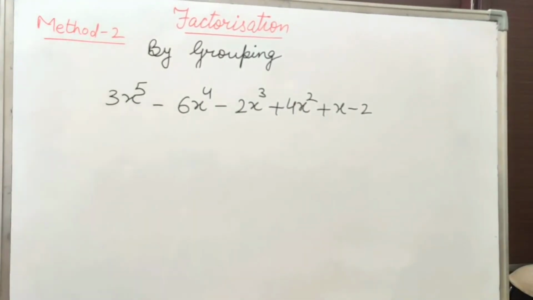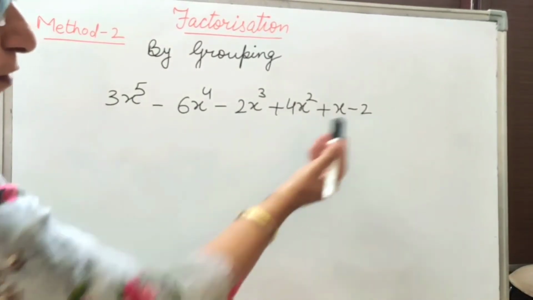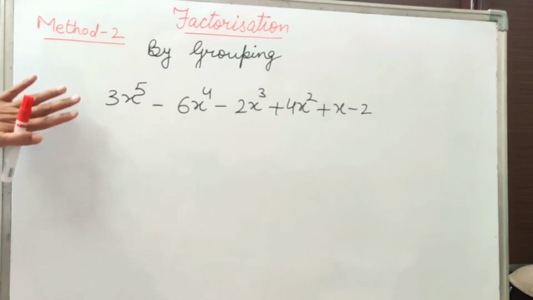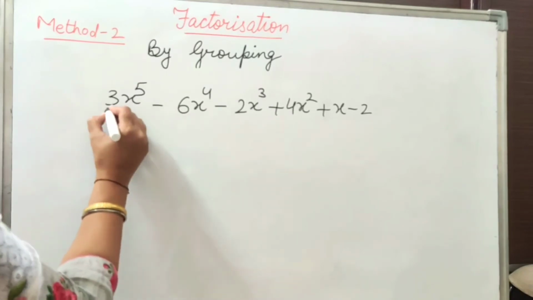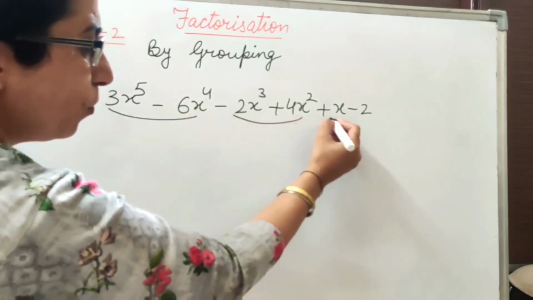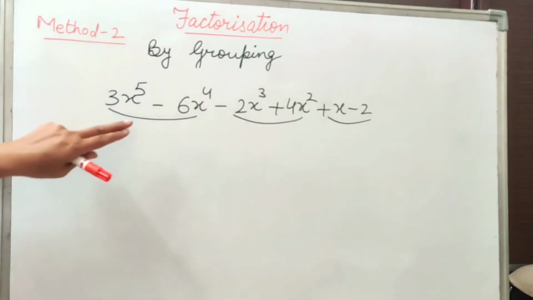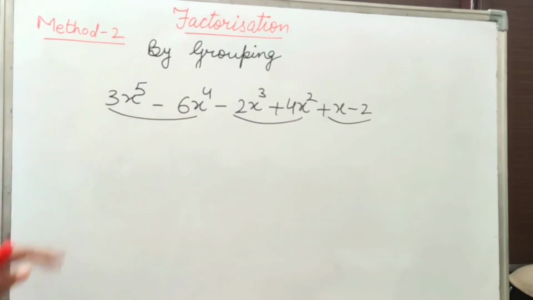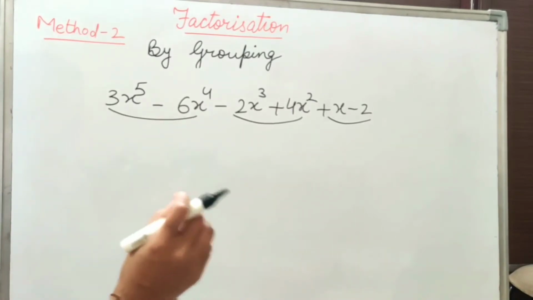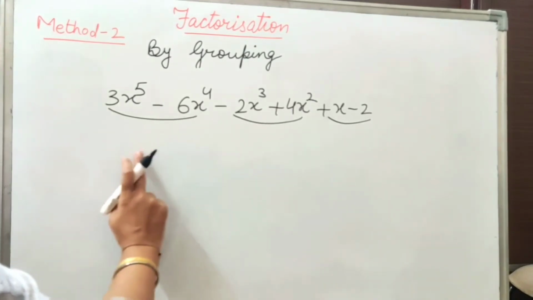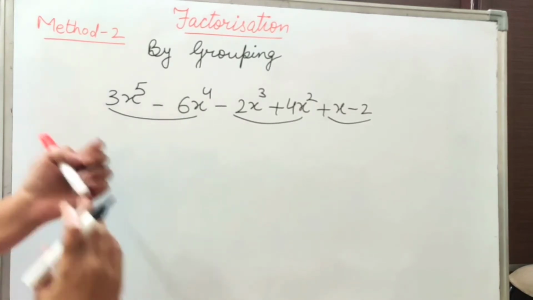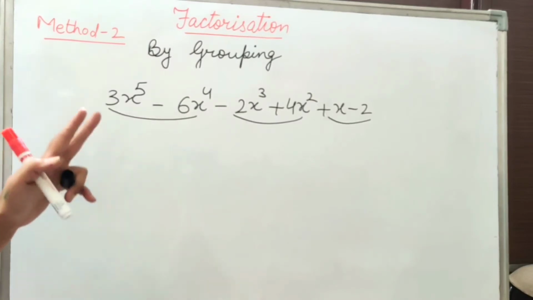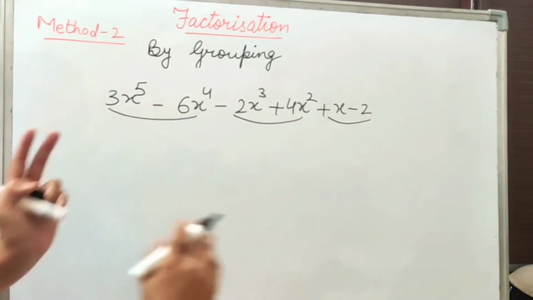Now in this question we have 1, 2, 3, 4, 5, 6 terms. 6 terms, an even number of terms. That means we can make the groups. So I am taking this as the first group, this is the second group, and this is the third group. You can take the groups like this. After taking the common factor, I told you that the quotient must be the same. If the quotient is not the same in all these 3 groups, then we have to jumble, we have to rearrange the terms.